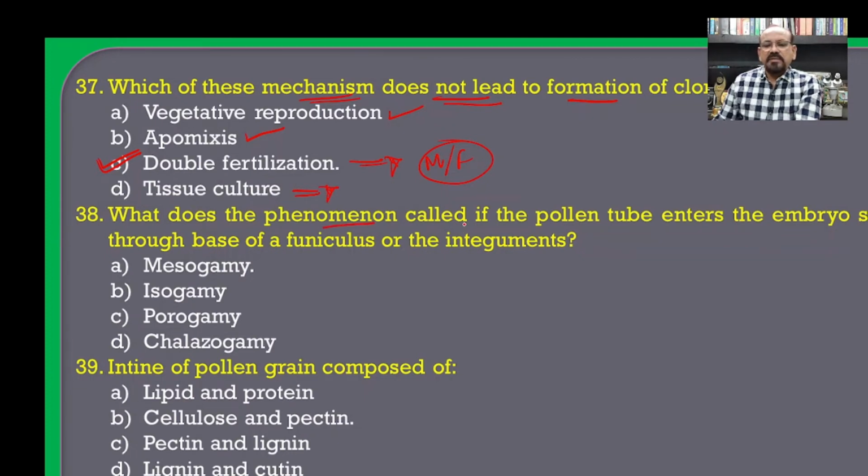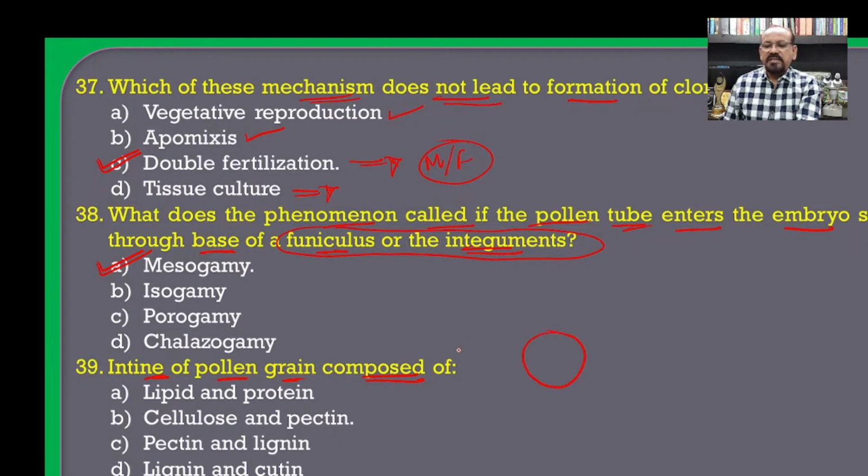Then what is the phenomenon called if the pollen tube enters the embryo sac through the base of the funiculus or the integuments? Earlier a similar type of question we have already seen. When the pollen tube enters inside the ovule from the funiculus or the integument, then it is known as mesogamy.